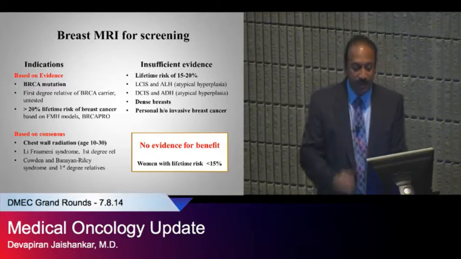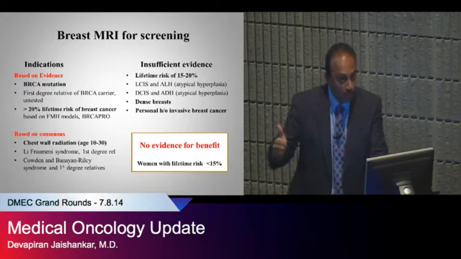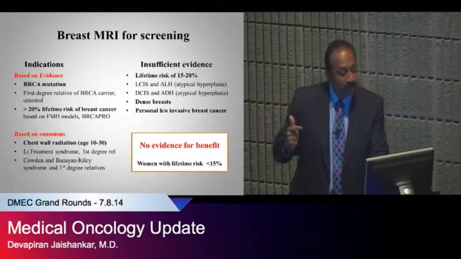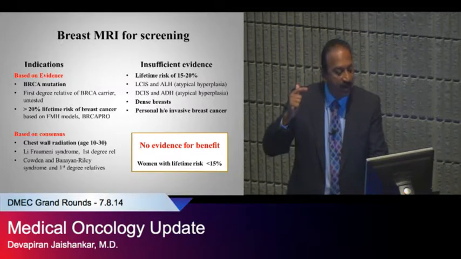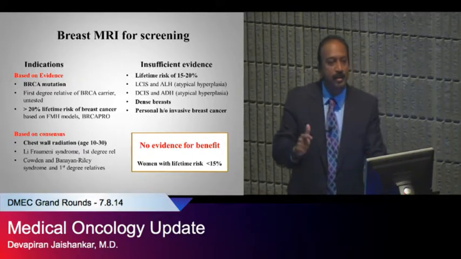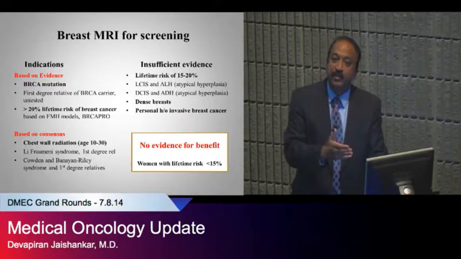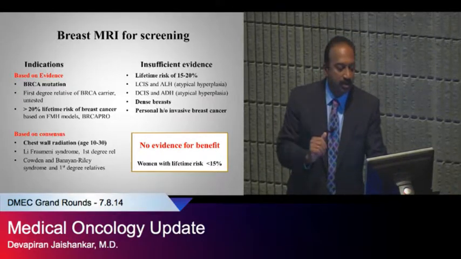So here are some indications for the breast MRI. The slam dunk indications are if you have BRCA mutations, known BRCA mutations. The next is probably the most important. If you have a first degree relative who's a BRCA carrier and your patient has not been tested, that's still good enough for you to do a breast MRI. That's fine. Or if you have a more than 20% lifetime risk, and we've talked about that.